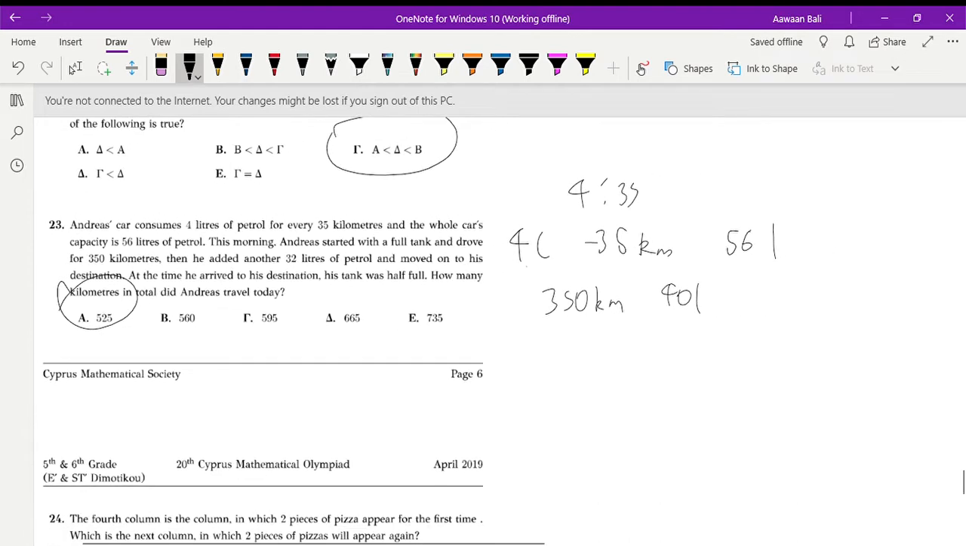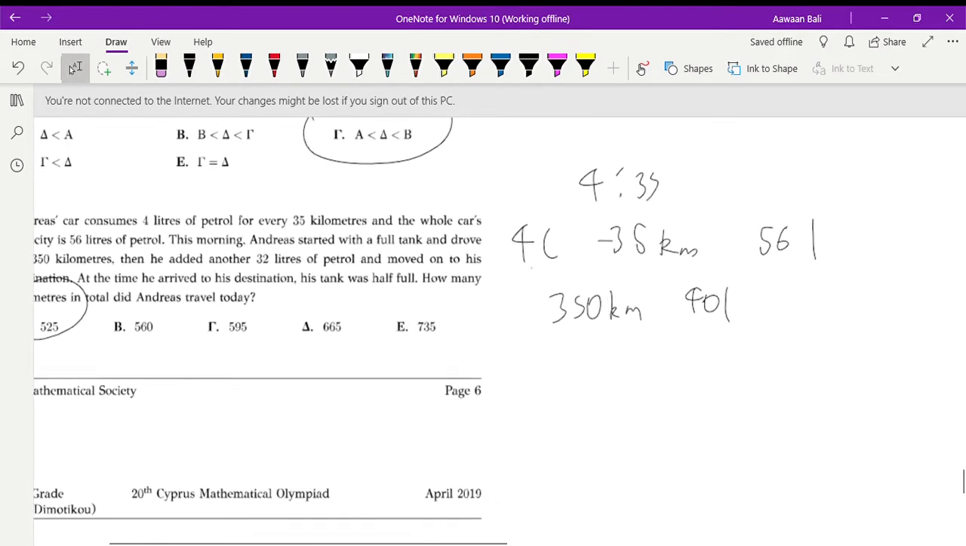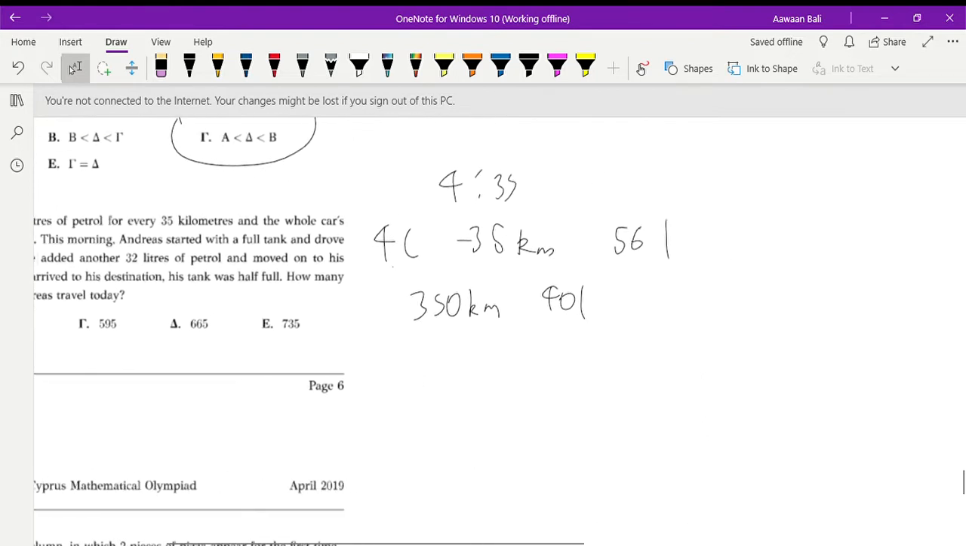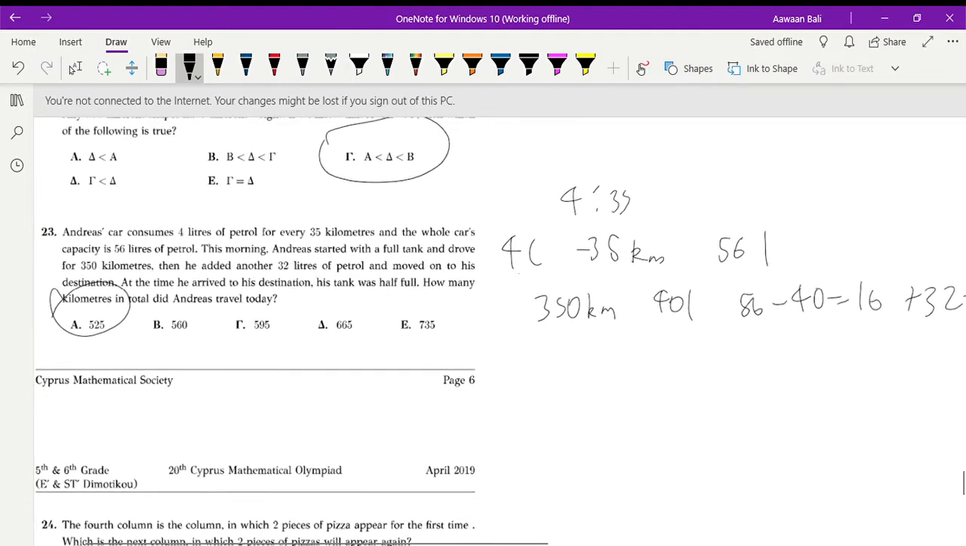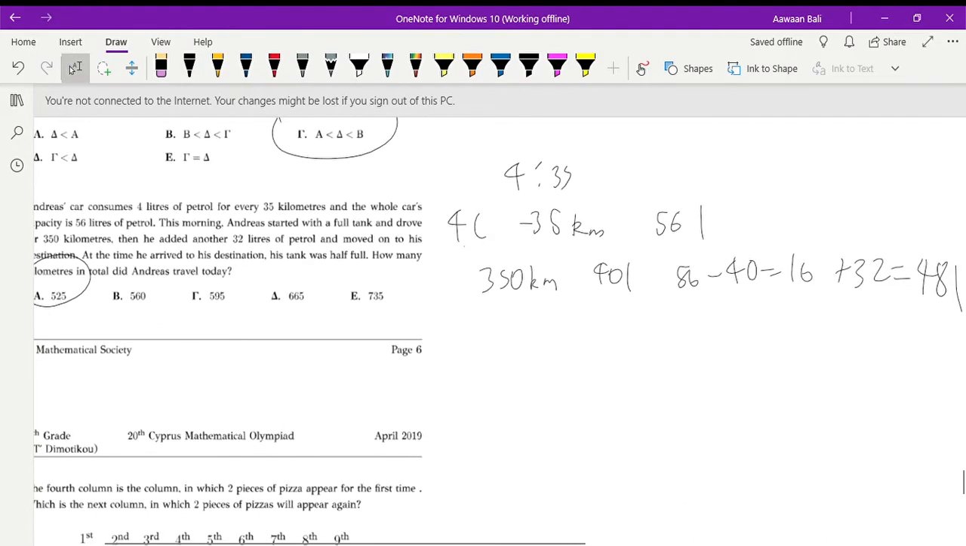Then it says he added another 32 liters of petrol, so he used 40 liters, and he started with a full tank, so that means 56 minus 40 is 16, plus the 32, and we would get 48 liters. And then he moved on to his destination. At the time he arrived at his destination, his tank was half full, which means we have to do 56 divided by 2.